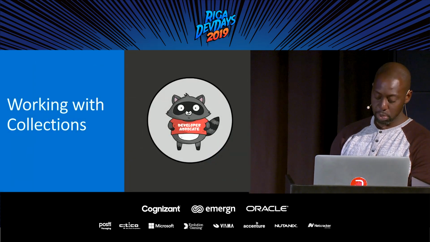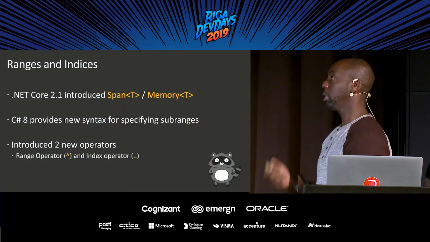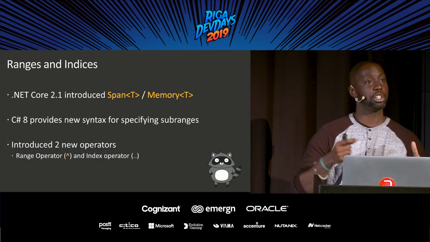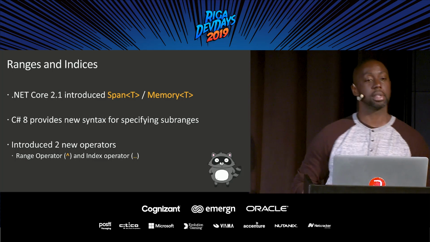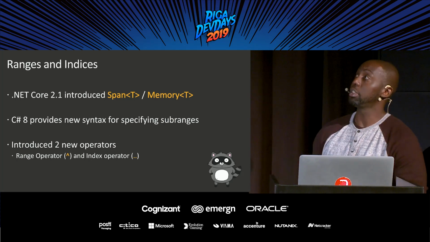Right. Now, next one I want to talk about. Let's talk about working with collections. Now, if you're familiar with some other languages, you might be familiar with the concept of slicing and getting ranges and specifying indices and things like that. Now, with C# 8, we're getting the option to do ranges and indices.